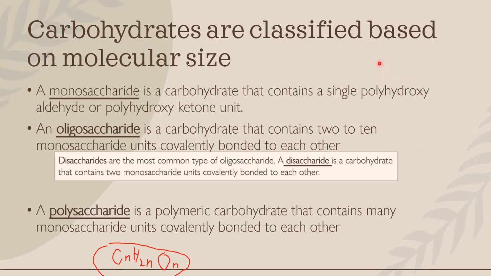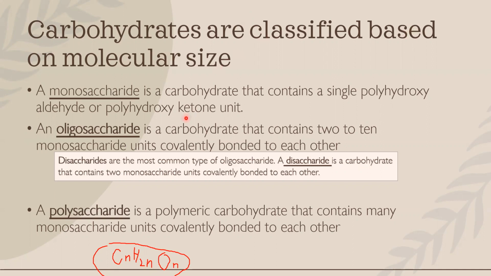Okay, so for easier understanding, monosaccharides and disaccharides are types of simple sugar, while polysaccharides are complex sugars. So what are examples of monosaccharides? For us to remember this easier, these are glucose, fructose, and galactose. Again, examples of monosaccharides are glucose, fructose, and galactose.